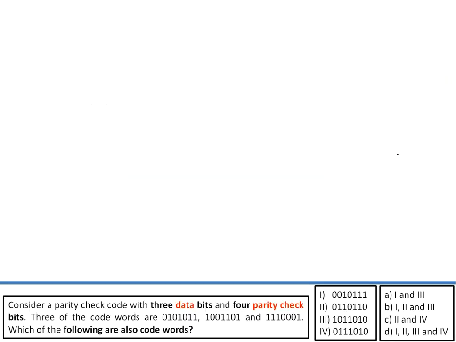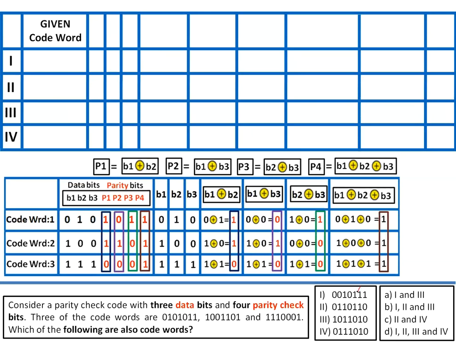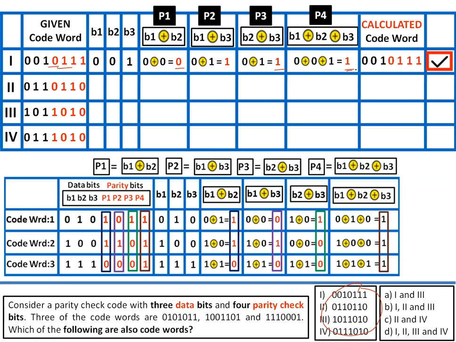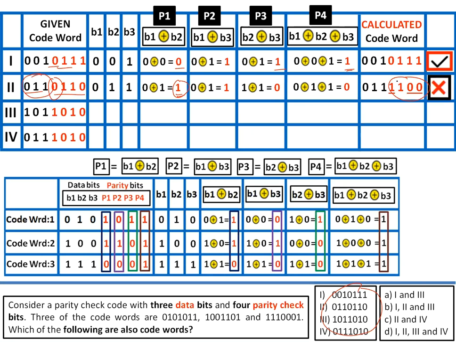Now you have to identify the given code words. 4 code words are given. Please identify the mapping. Zero, yes. 1, yes. 1, yes. 1, yes. Yes, correct code word. Matched. How about the next one? This will be 011. I have to find this. No, the first one itself failed. Failed. So this is the code word. With this data word, your code word should be this much, which is not right.